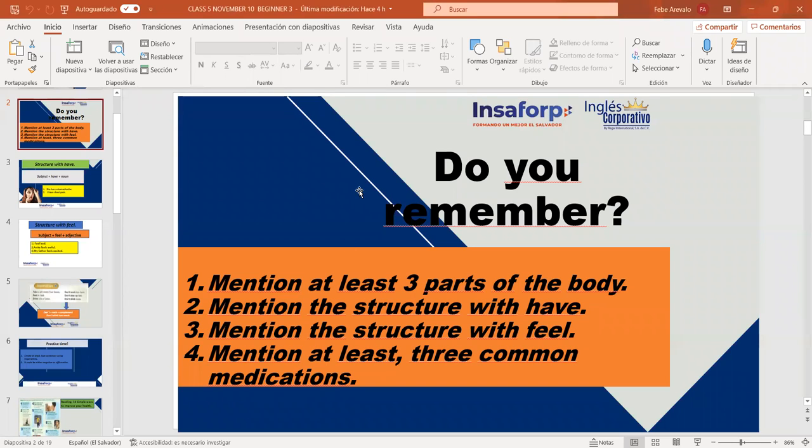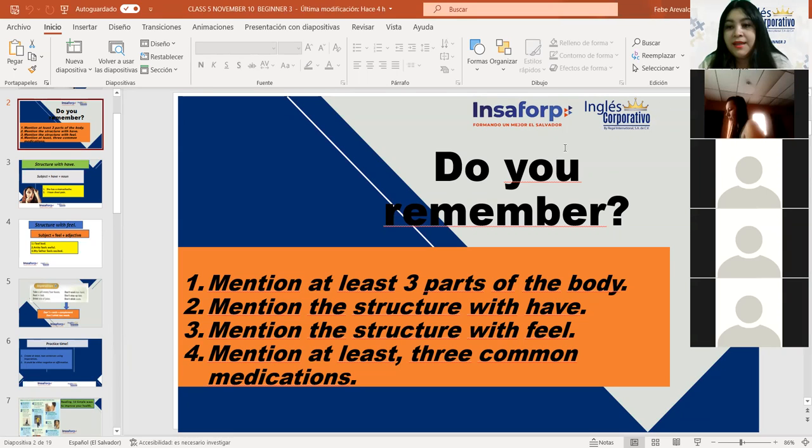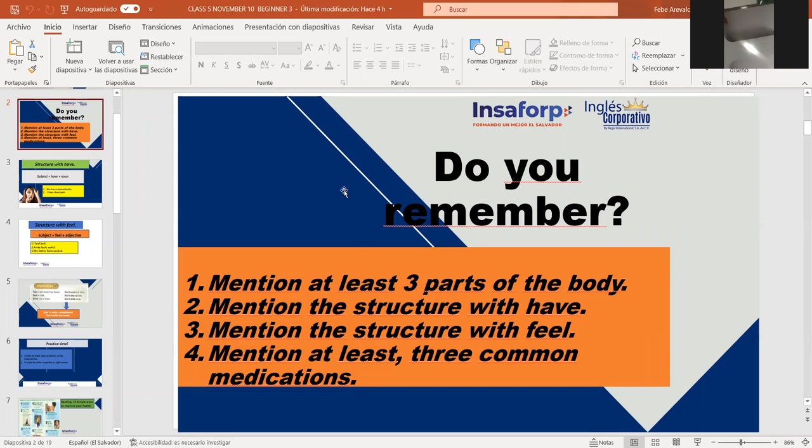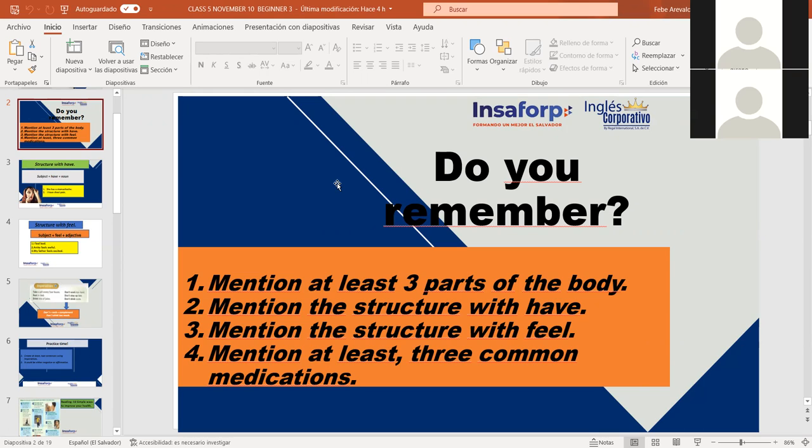Let's move on with number 3. Mention the structure with feel. Karen Heyman. Subject plus feel plus object. ¿Puede repetir de nuevo, please? Subject plus feel plus object. That's correct. Excellent. Thank you, Karen. And let's go with number 4.